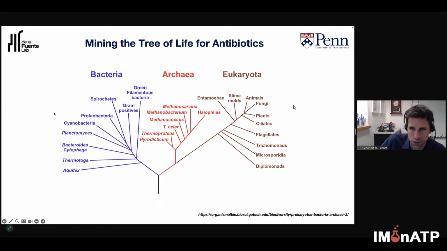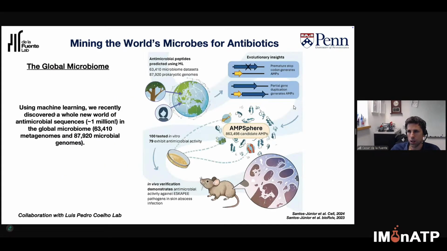So I'm going to tell you about two collaborations where we looked at microbes as a source of antibiotic molecules. The first one was where with machine learning, we sampled what we call the global microbiome. These are almost 90,000 microbial genomes and over 60,000 metagenomes that come from all around our planet. You can see here many different sites, including oceans, soil samples, oral cavity, cats, dogs, corals. It's really an amazing representation of the microbial diversity on our planet.